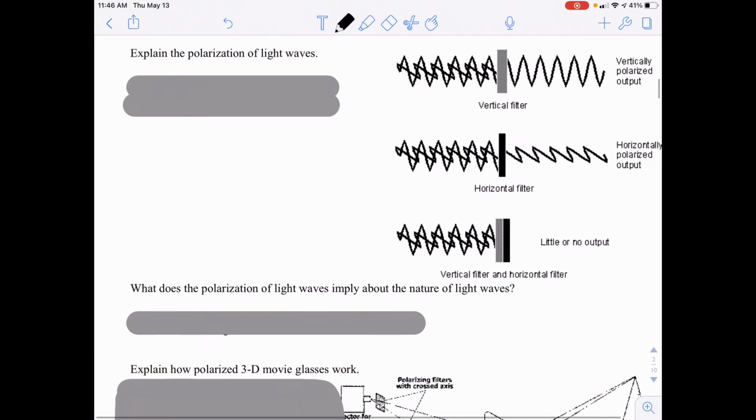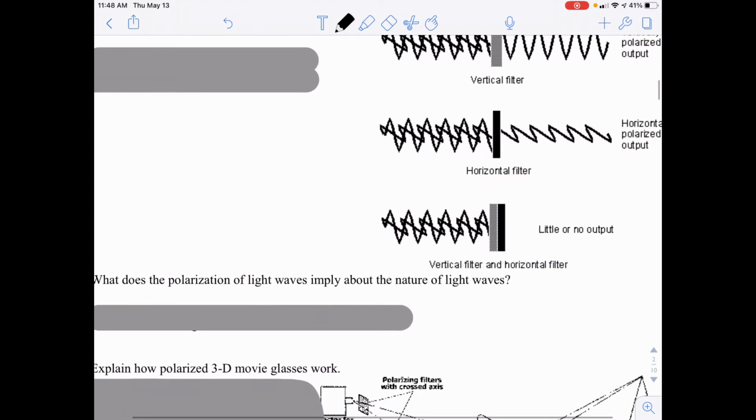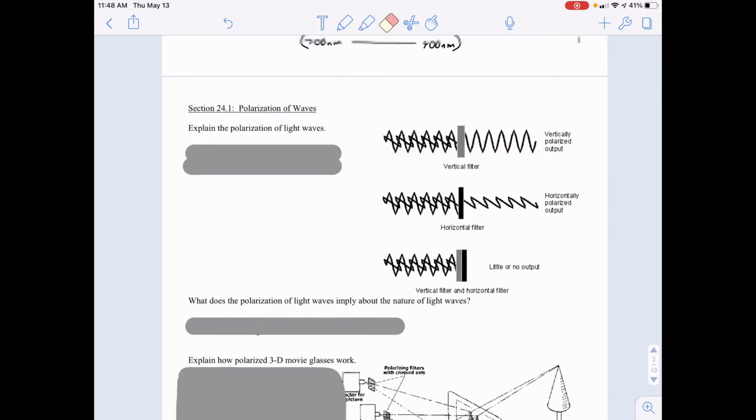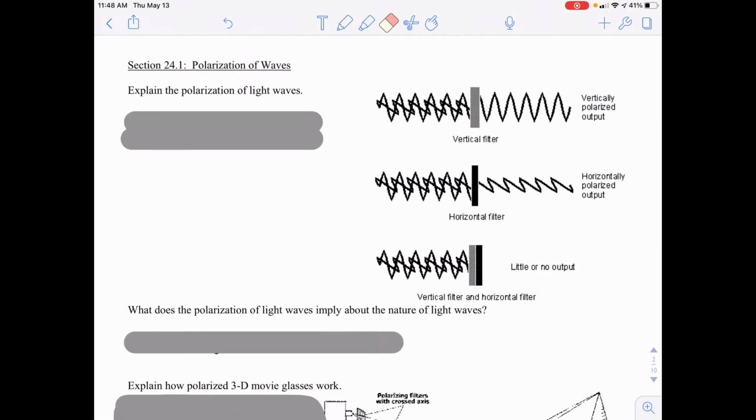Now, if we take filters and we orient them 90 degrees relative to each other, you will see that there's little or no output of waves passing through, meaning we have completely filtered vertically and horizontally polarized light. Let's take a look at the following video.